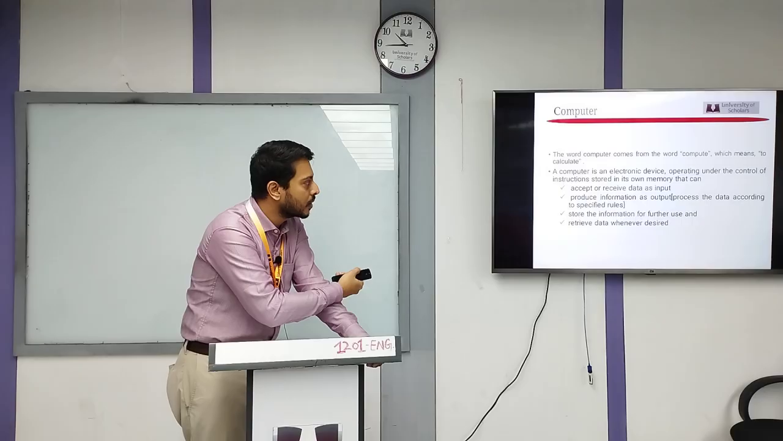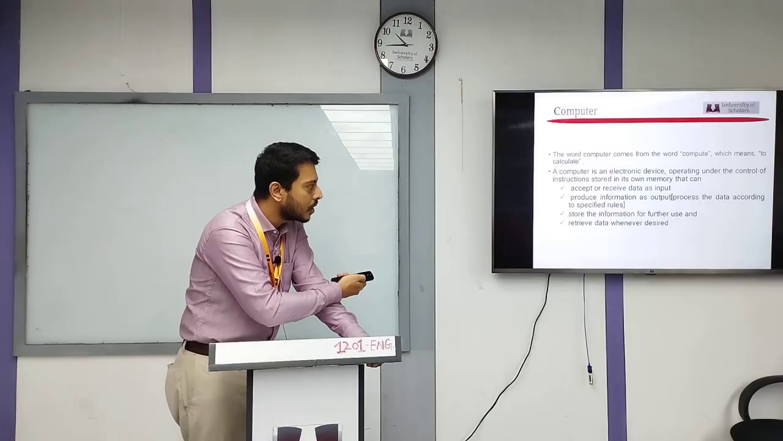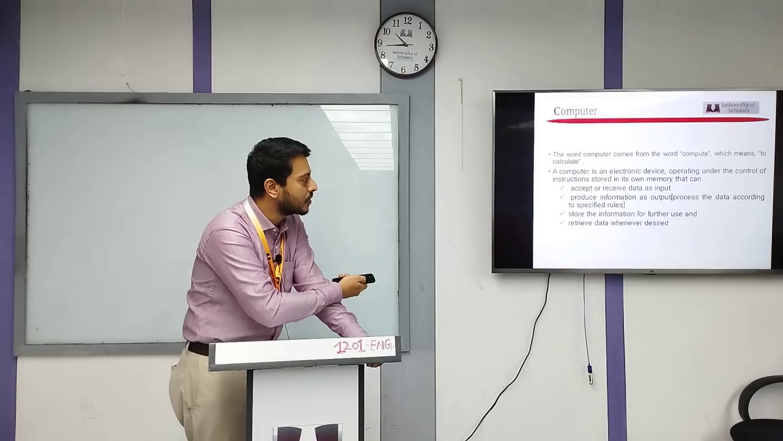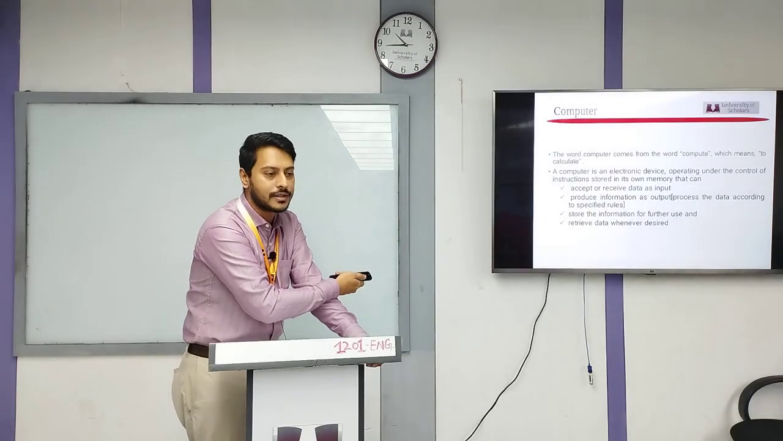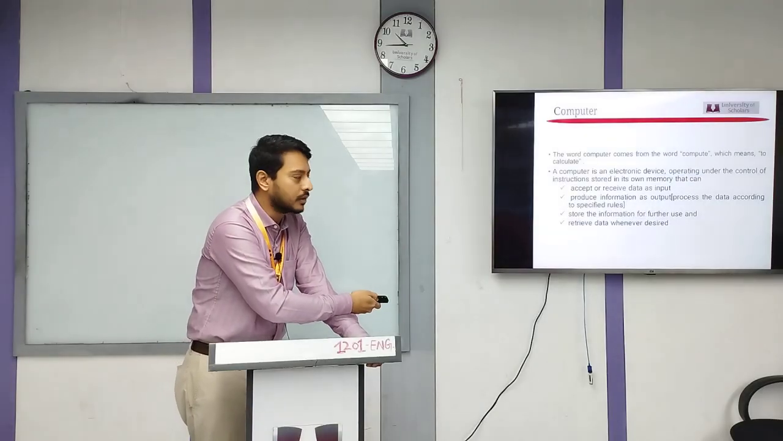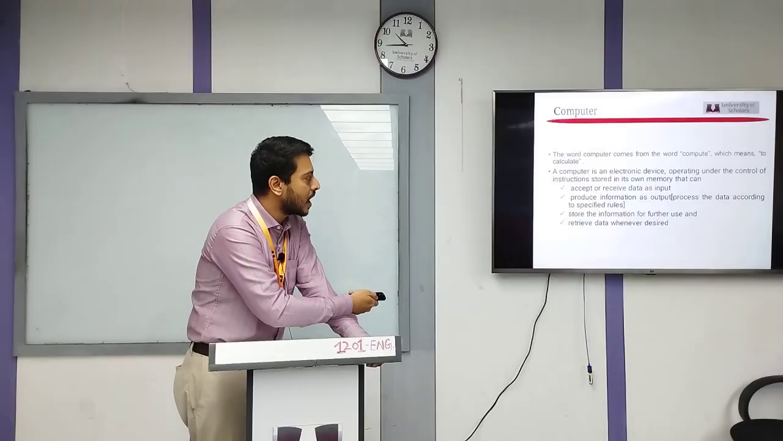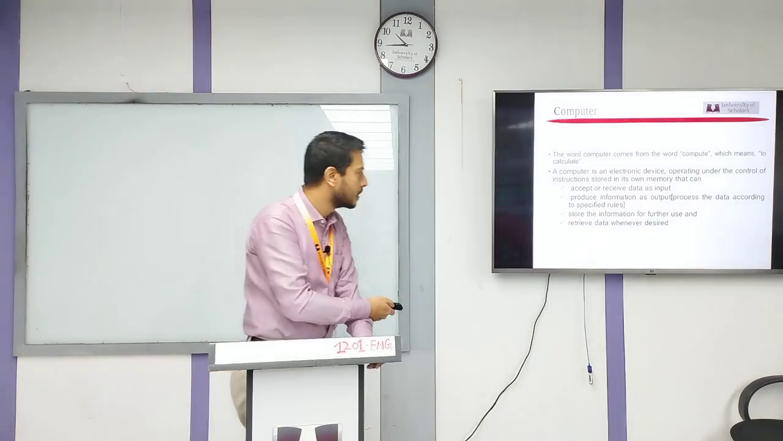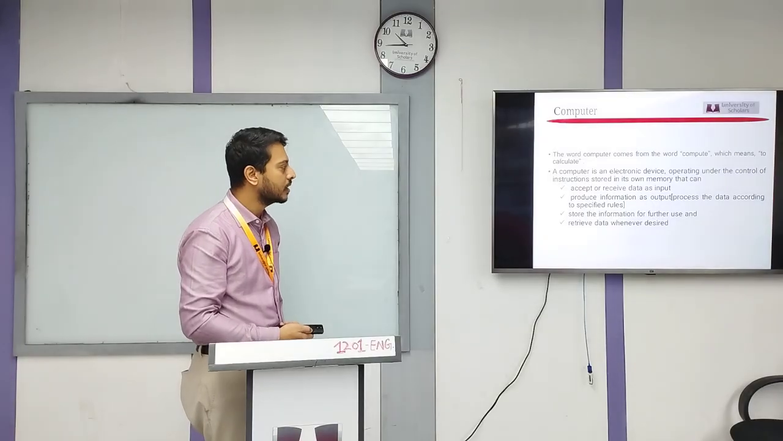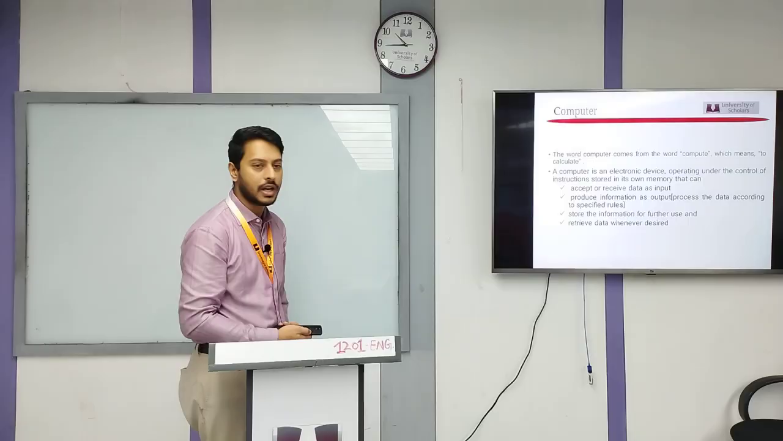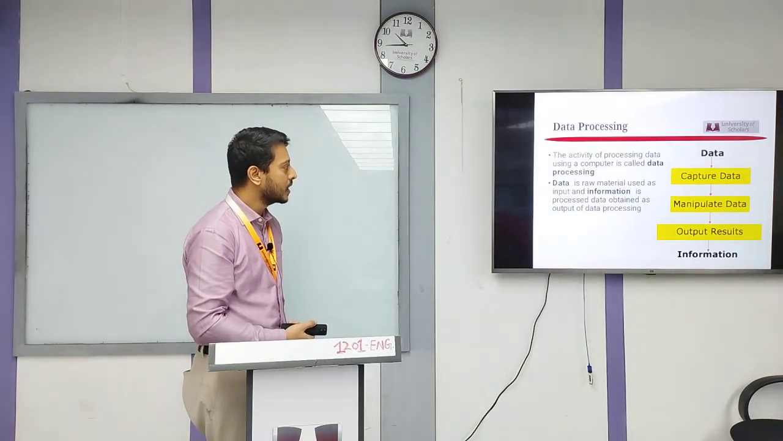The word computer comes from the word compute, which means to calculate. A computer is an electronic device operating under the control of instructions stored in its own memory that can accept or receive data as input. So these are basically generalized formats, okay, just to know the points. I will give you the more detailed one as well. It produces information as output, basically processes the data according to specified rules, whatever rule that you set. Then it stores the information for further use and retrieves data whenever desired. So these are the things that you can do using your electronic device, computer, okay. So data processing, we will talk about it.